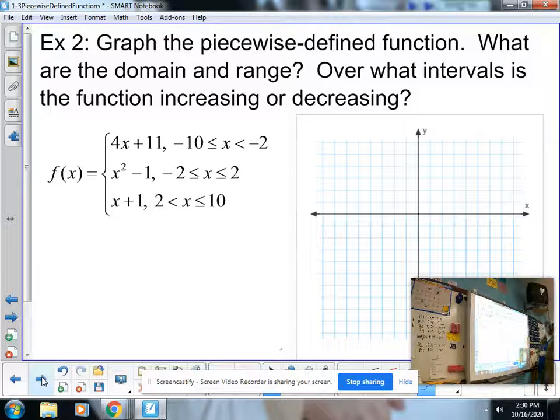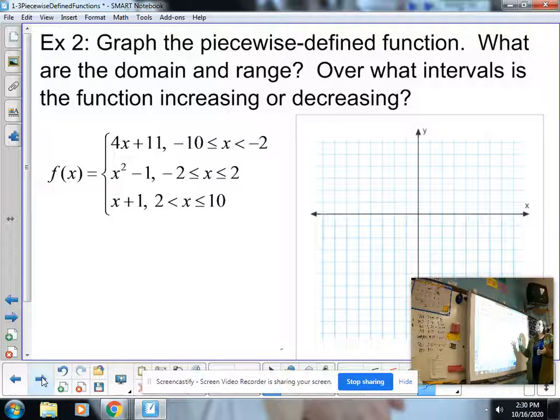So now we actually have the graph of a piecewise function, and I may need to scroll to give you guys a little bit better of a view of this for the different values that we get. We need to graph our piecewise defined function. We're going to state the domain and range and the intervals that it's increasing and decreasing. We have three separate pieces here. So we have this top piece, we have the middle piece, and we have the bottom piece.